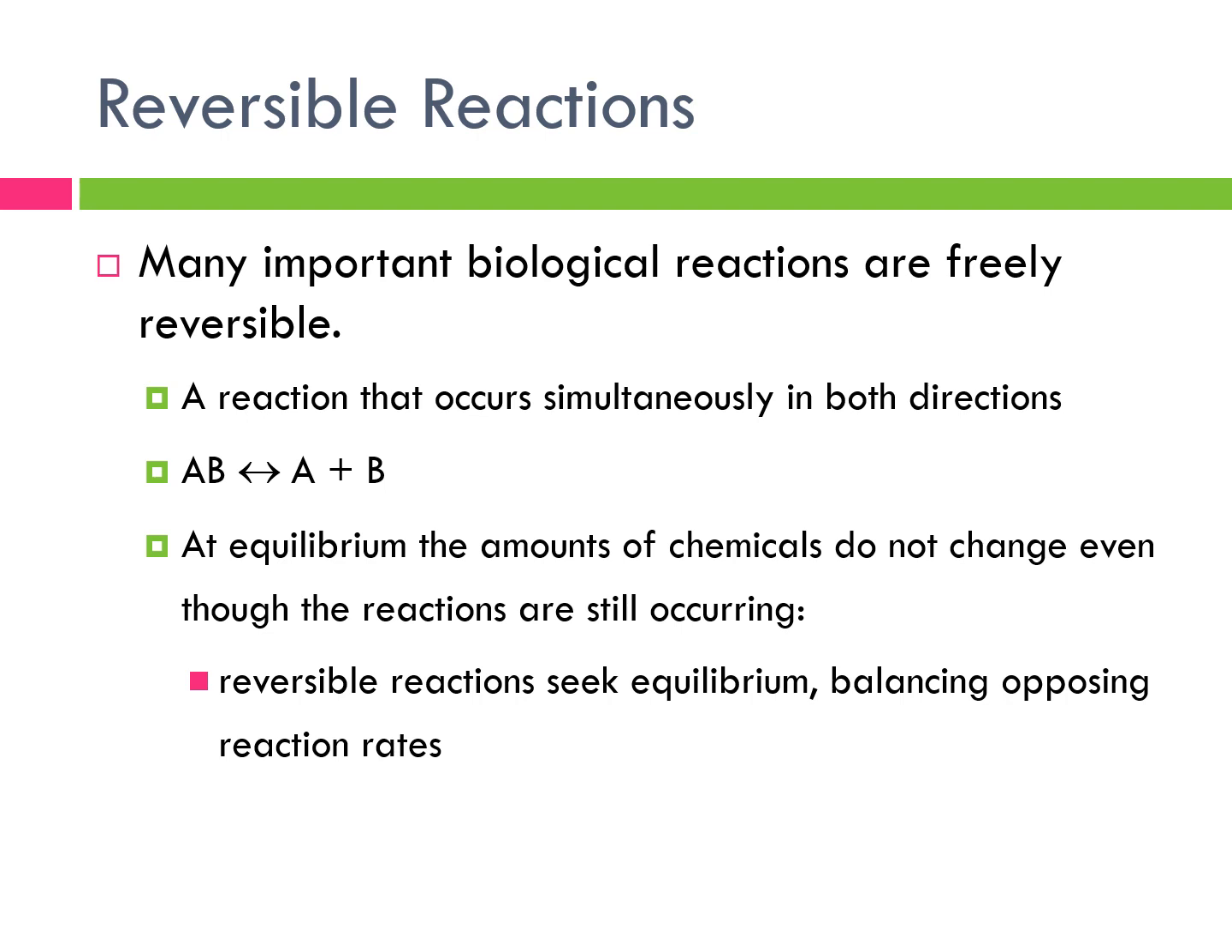So at equilibrium, the amount of chemicals does not change, even though the reactions are still occurring. So things are always being broken down, things are always being built, but the overall amount of each chemical in the body is not changing when you're in an equilibrium state. Reversible reactions are always trying to seek equilibrium and balance opposing reaction rates. And so that's part of your body, is you always want to be in a homeostatic state, always trying to seek equilibrium.